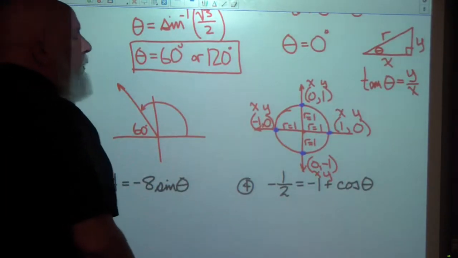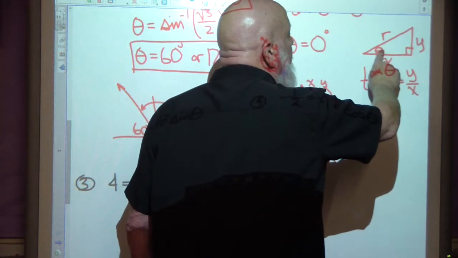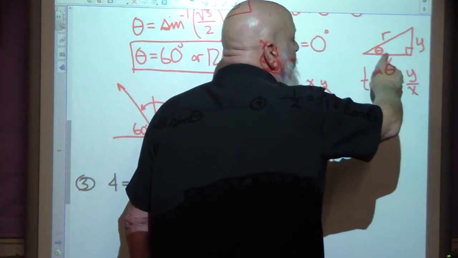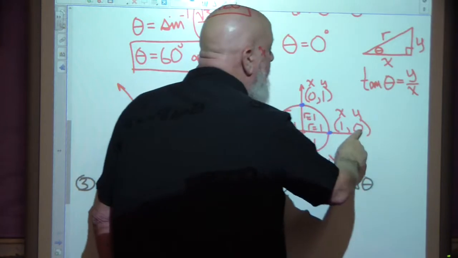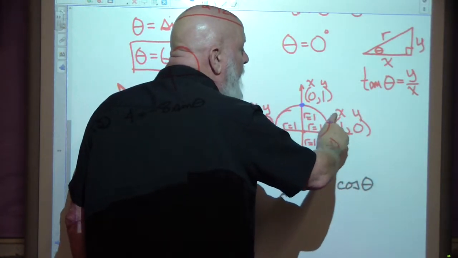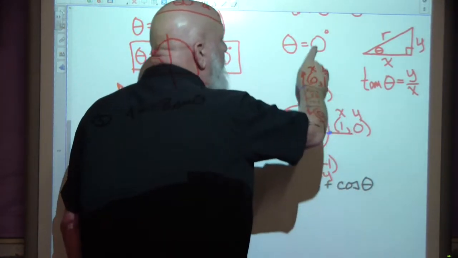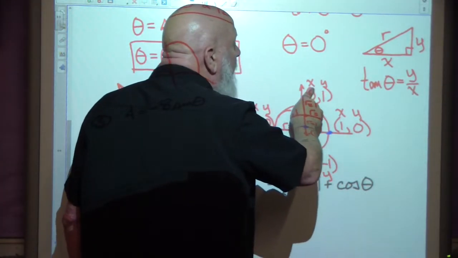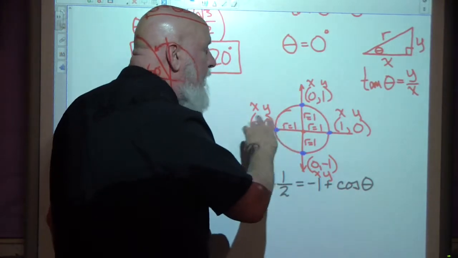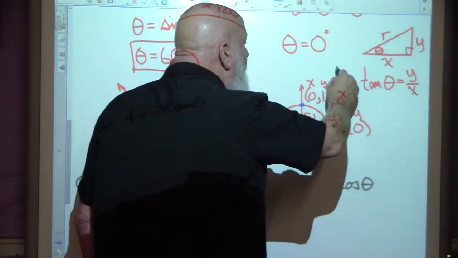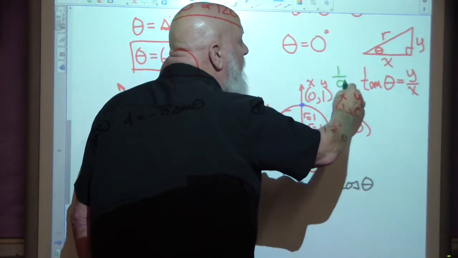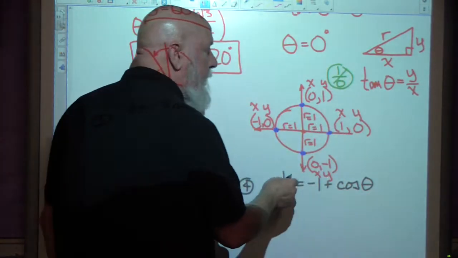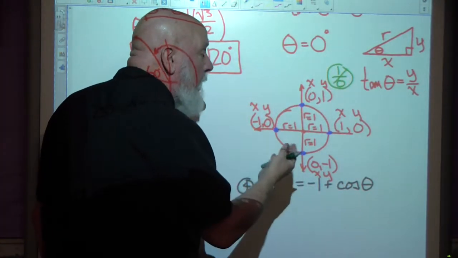So here we go. I'm going y over x because I'm looking for tangent, which is by definition in this particular triangle y over x. Y over x at 0 is 0, which is what we expected. We got that with our calculator. Y over x here is 1 over 0. That's undefined. You cannot have 0 in the denominator. That's undefined and it's not equal to 0. So our other angle isn't 90.